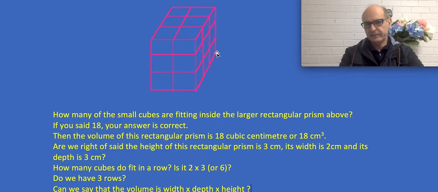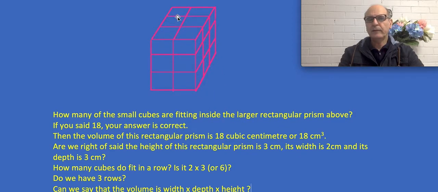That is the depth, and as you can see, 3 cubes fit here: 1, 2, 3. Again, each one of them is 1 centimeter, so altogether you have a depth of 3 centimeters and a width of 2 centimeters. And then you have the height. Again, the height also is 3, because you're fitting 1, 2, 3, so 3 centimeters.